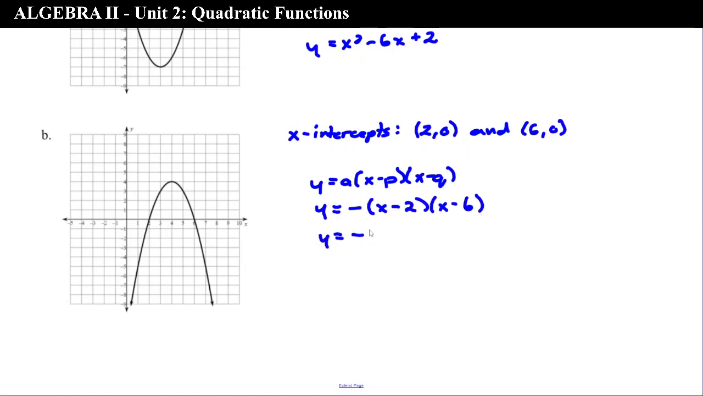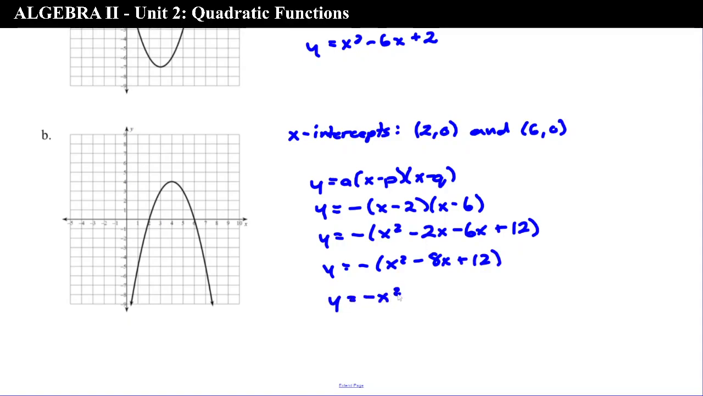y equals negative (x squared minus 2x minus 6x plus 12). Combine our two middle terms on the inside. We've got negative (x squared minus 8x plus 12), and then we'll distribute our minus sign. So we have y equals negative x squared plus 8x minus 12.